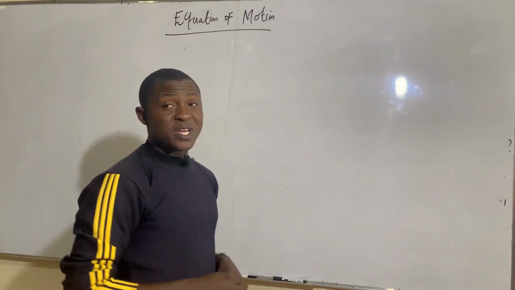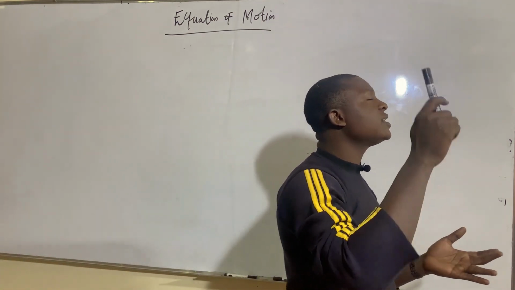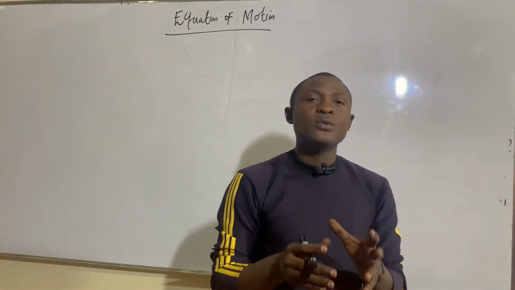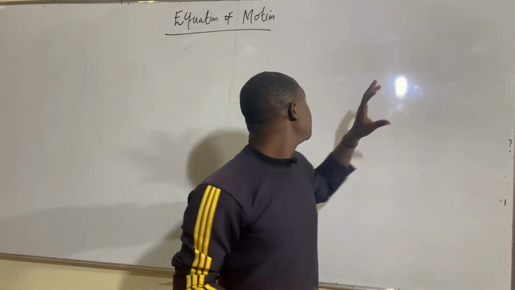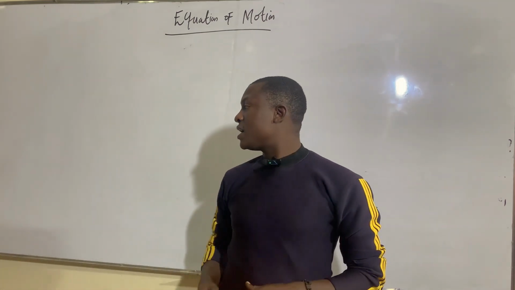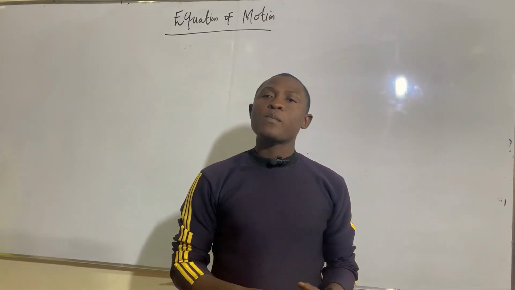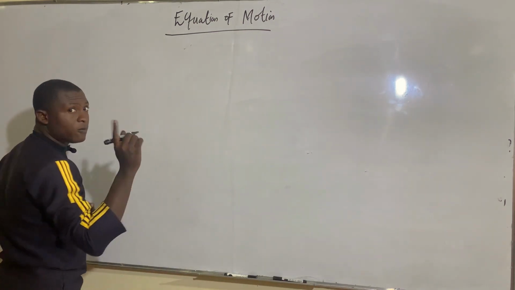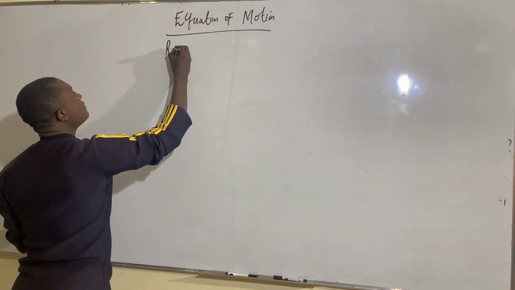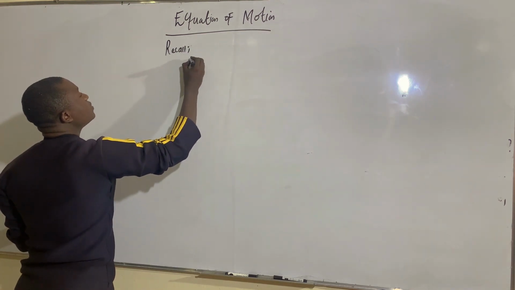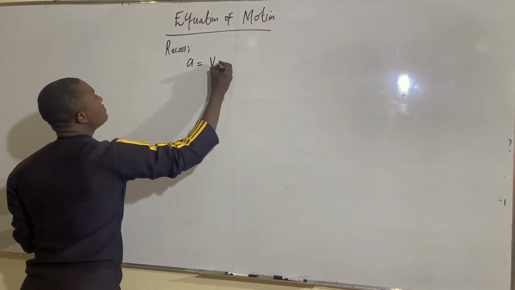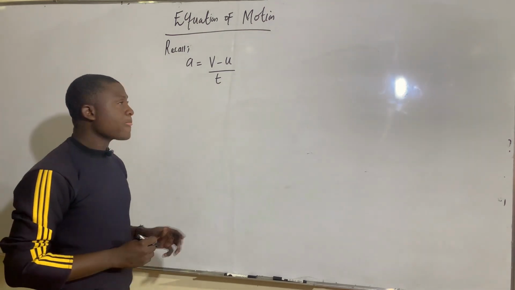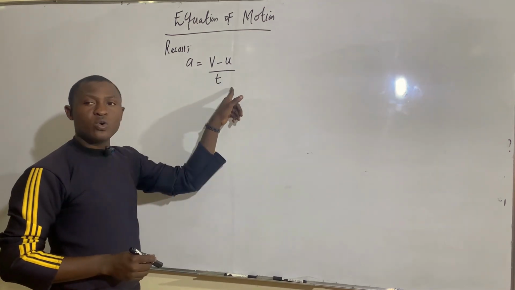Now, so we have explained the distance, displacement, speed, velocity, at the same time acceleration. So I'll be making use of them to derive equation of motions, and now we're going to use them to solve a particular problem. Now, let's start from the first one. Recall from acceleration, we said acceleration is equal to v minus u over t. Remember this one, right? So a is equal to v minus u over t.